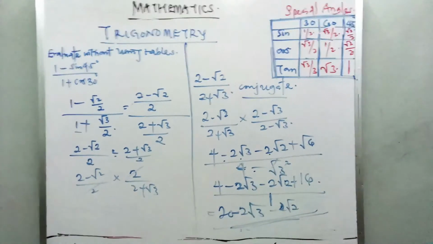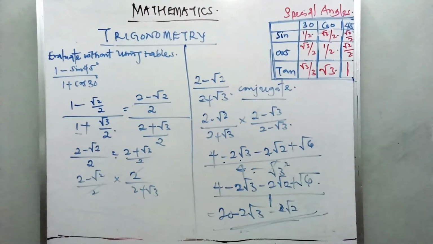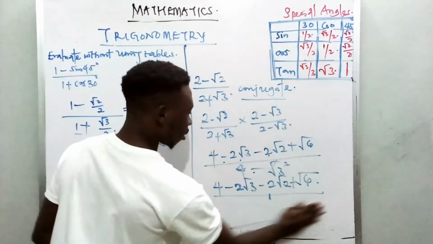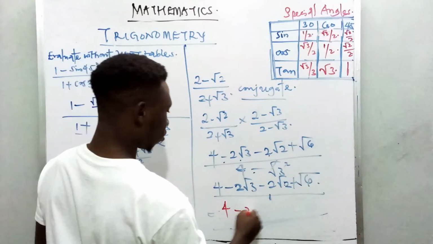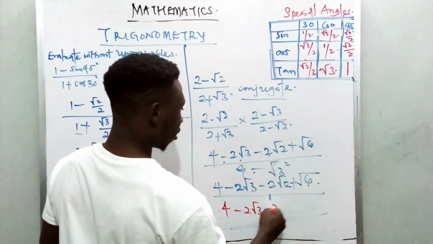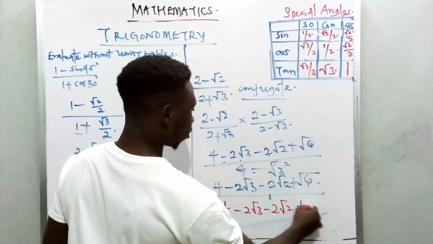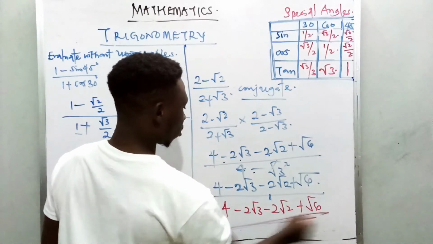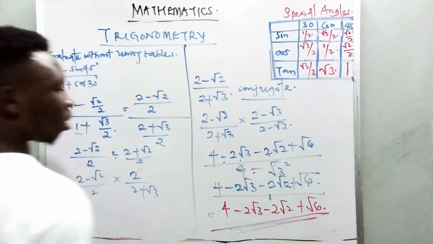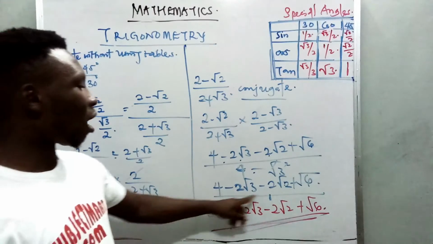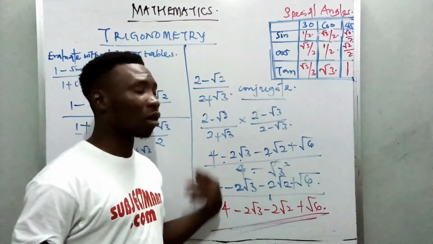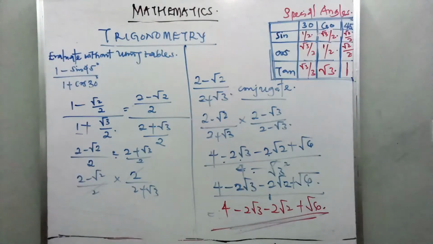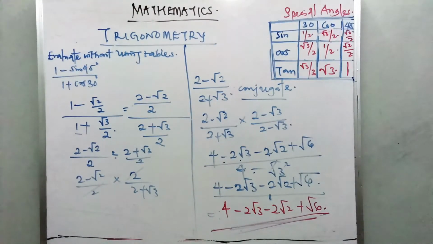So I said it's our final answer. But please, this is the final answer: 4 minus 2 root 3 minus 2 root 2 plus root 6. You cannot add these two because they have two different bases. You cannot add these two because they are also of different variables.